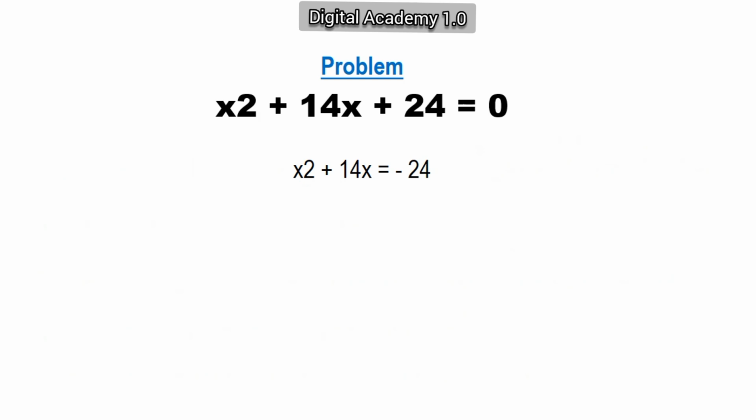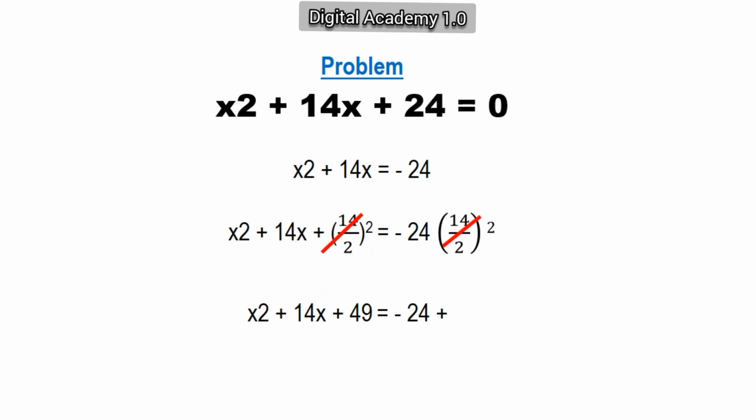Step 3. Complete the square on the left side of the equation and balance this by adding the same value to the right side of the equation. We get x squared plus 14x plus (14 by 2) whole squared equals 24 plus (14 by 2) whole squared. Simplify it. x squared plus 14x plus 49 equals 24 plus 49.